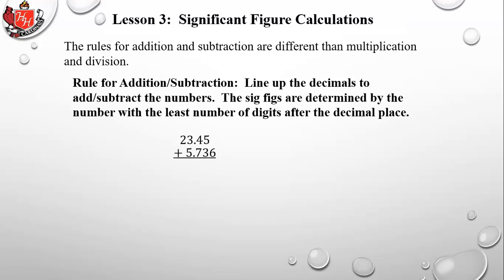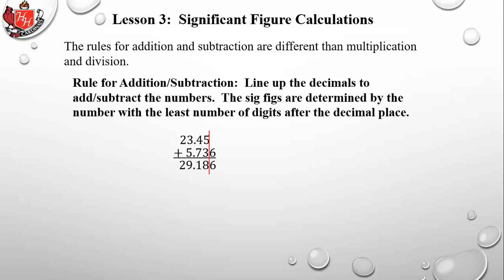So this is the way you would add these two numbers. You would line up the decimal point. And then what you do is you draw a red line, I draw a red line, and there it is. It goes next to the last digit in the number that has the least number of digits after the decimal point. So that would be 23.45. So the line goes right next to that 5.